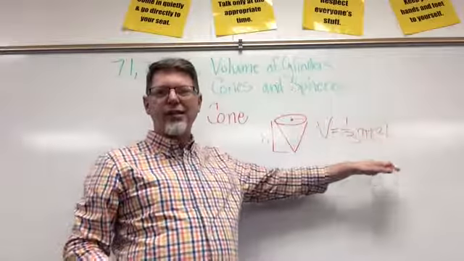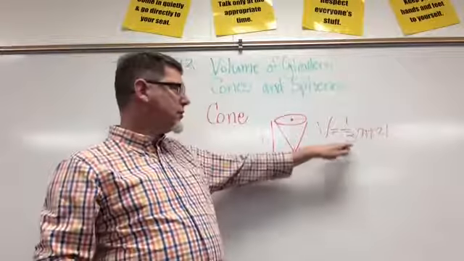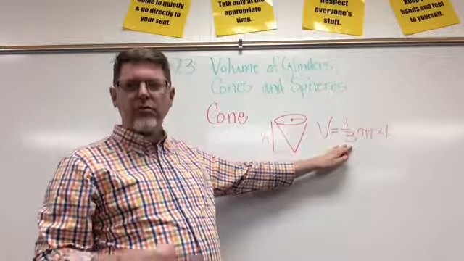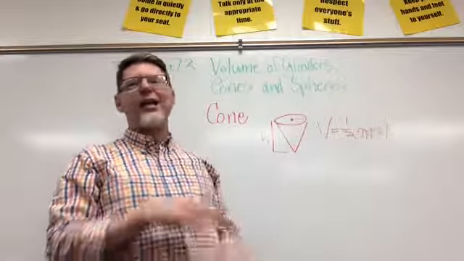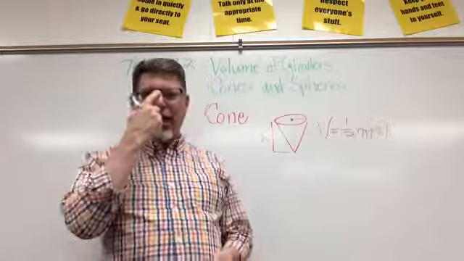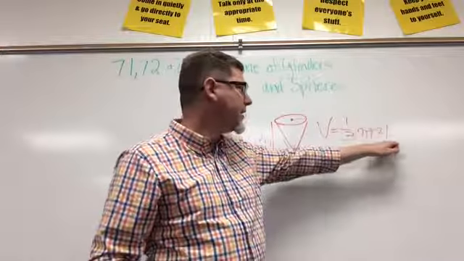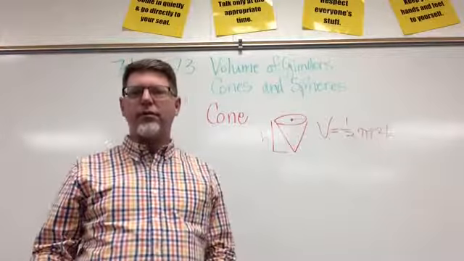So the pi r squared h is exactly the same as the cylinder. The 1/3 is new for the cone. And again, it's using the exact same thing. I find out what the radius is and the height is, I plug it in, and then I'm able to find the volume.